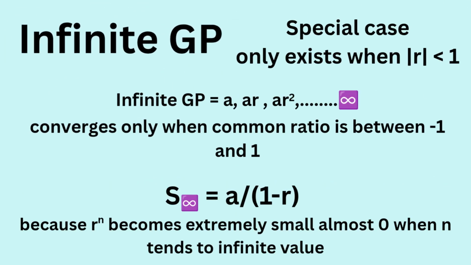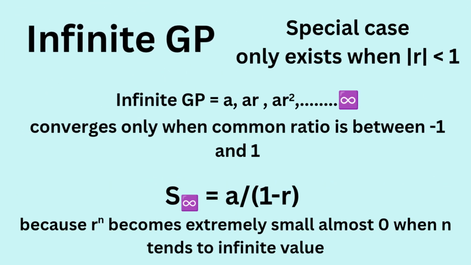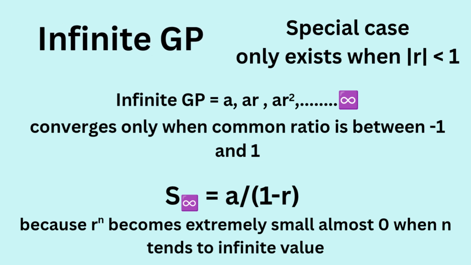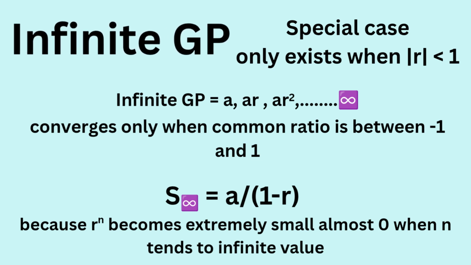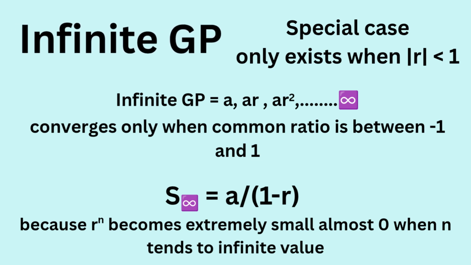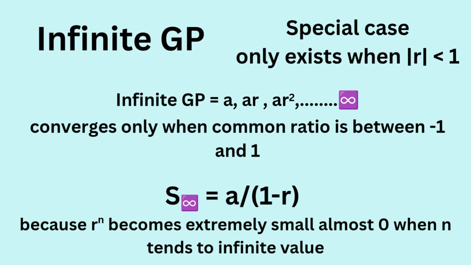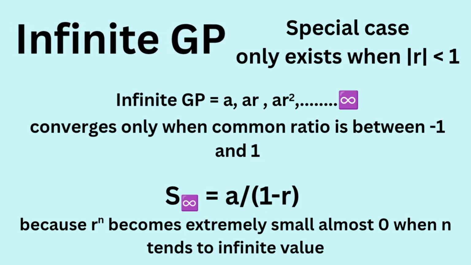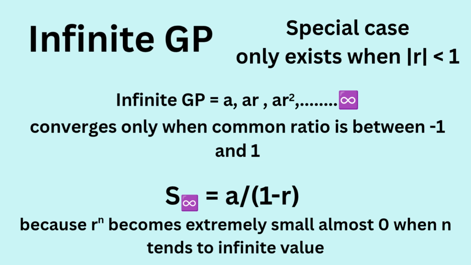Now, infinite GP. This is special. It only exists when the ratio r is between -1 and 1, because as n becomes large, r to the power n becomes extremely small, almost 0. That's why an infinite GP with |r| less than 1 converges and the sum becomes a/(1-r).